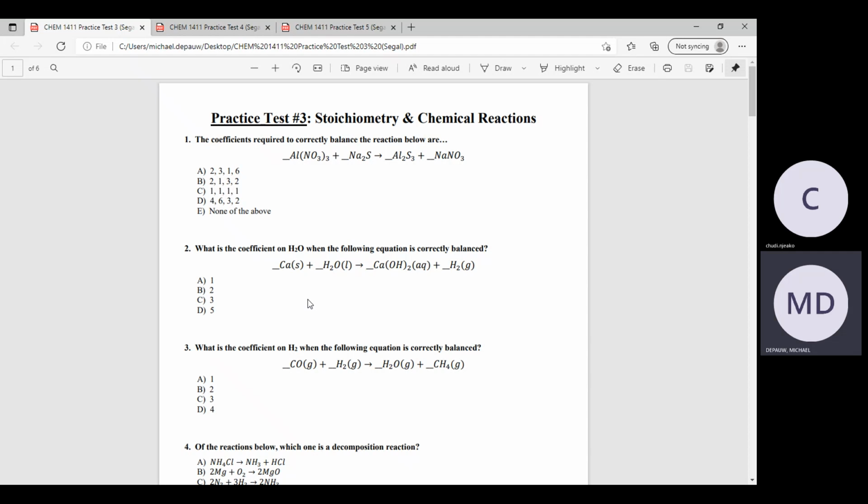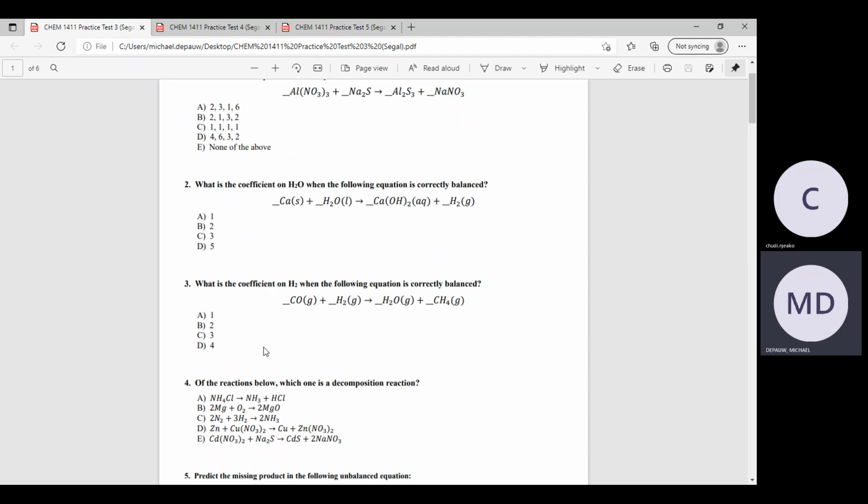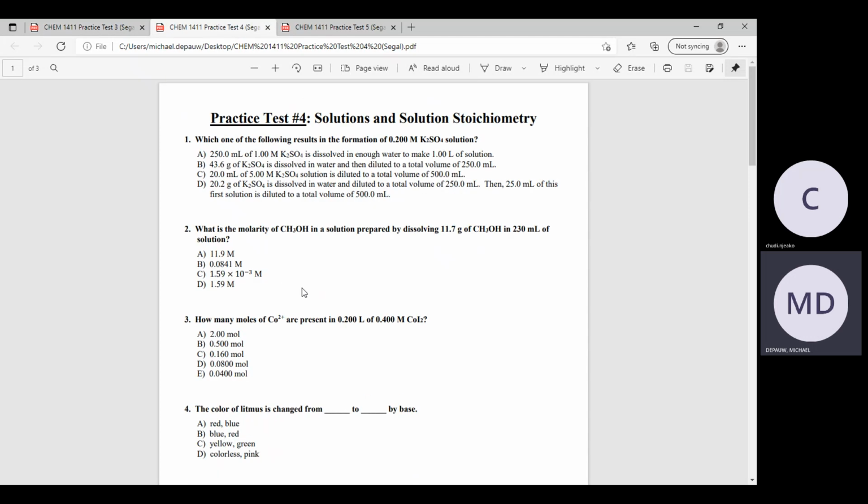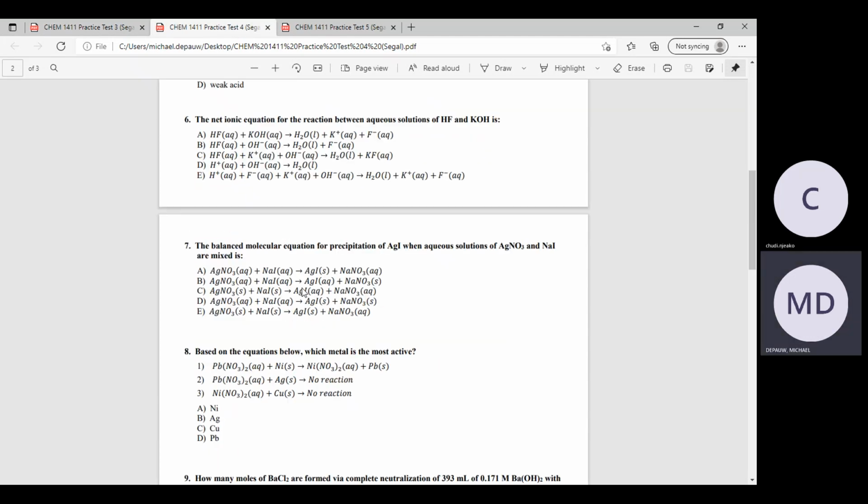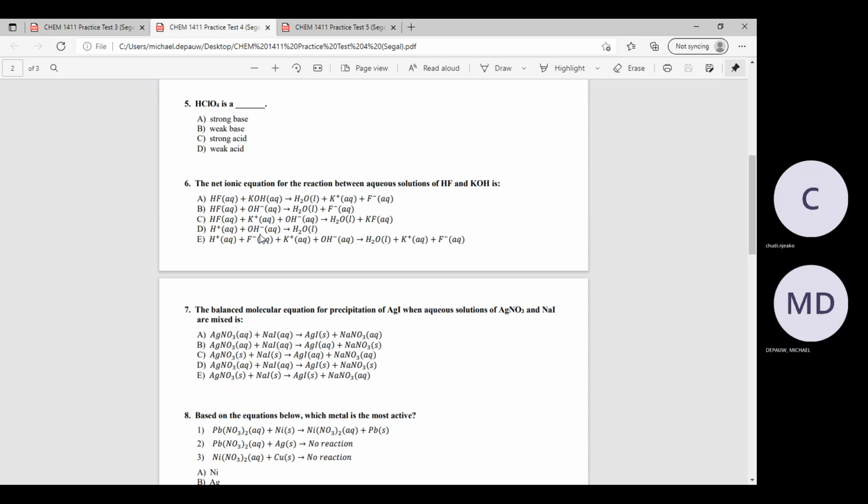Net ionic equations. Okay, so that's going to be a solution stoichiometry type thing. We're going to go ahead and jump through here. And here's a couple of possible net ionic equation type questions. So the net ionic equation for the reaction between aqueous solutions of HF and KOH is what?